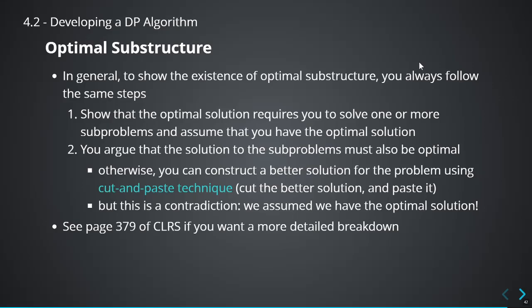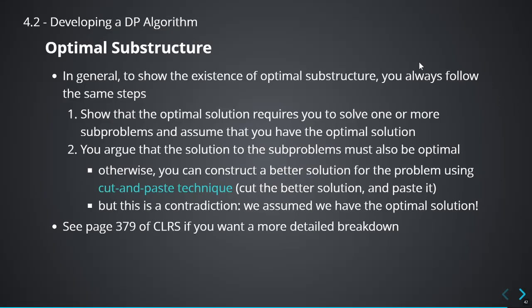So yeah, generally that's the step, right? You show that if you have the optimal solution to the problem, then you have one or more subproblems. Then you assume that you have the optimal solution, and you argue that the solutions to the subproblems must also be optimal. Because if not, then I can do this cut and paste technique. That's the terminology they use in CLRS. Cut and paste means I cut the better solution for the subproblem and then paste it. And then voila, I will have a contradiction, because that's a better solution than the one that we said is optimal.